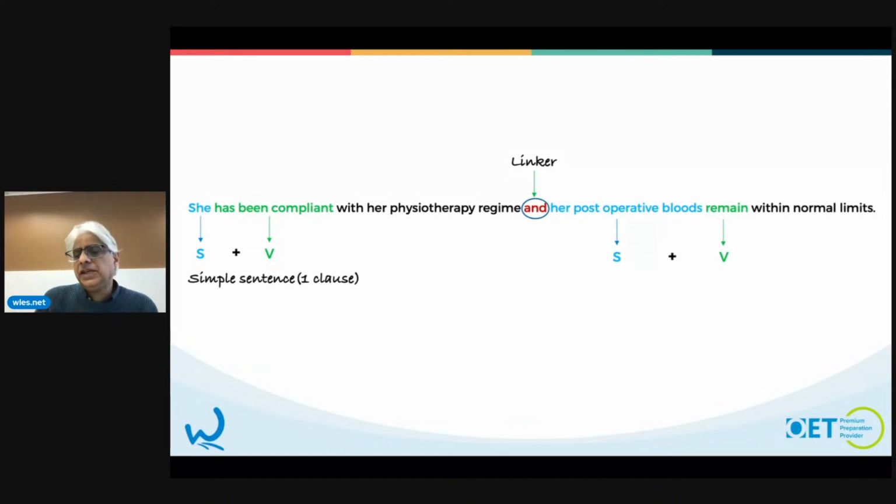So it's just really getting you to think deeply about your language, about your grammar, because this is a language exam. It's not a medical exam. It's not a test of your medical knowledge. It's a test of your English knowledge. So it's really worth thinking deeply about your language. We've got a compound sentence made up of 2 subjects and verbs.